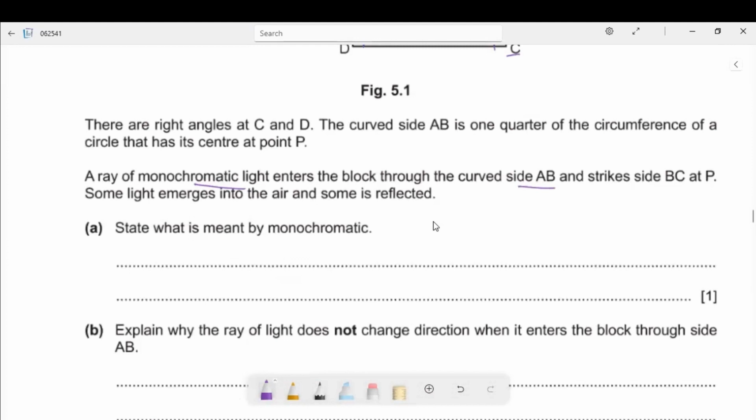State what is meant by monochromatic light. Monochromatic light means light of single frequency or single wavelength or a single color. So I'm writing here single frequency. It can be either single frequency, single wavelength or single color.